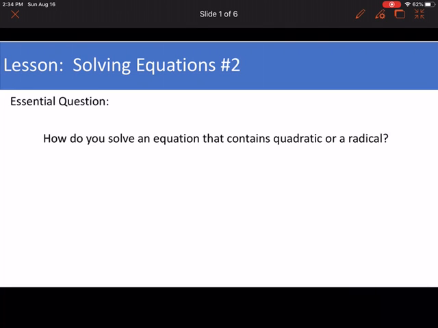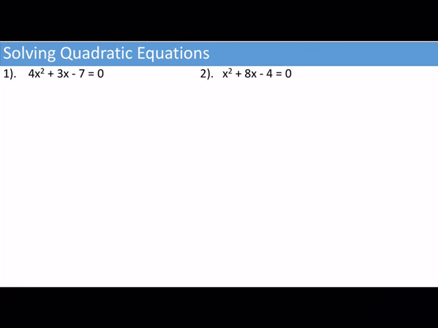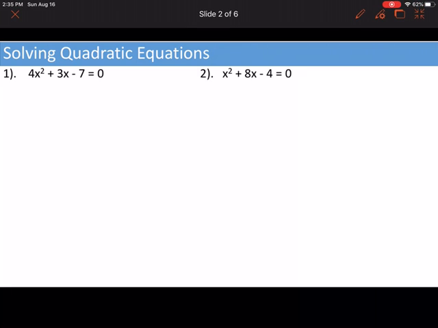Hello, this is a lesson on solving equations, continuing our conversation about equations earlier. So the essential question is, how do you solve an equation that contains a quadratic or a radical? We're going to talk about two specific different types of equations. Now, if you remember how to do these, you can always pause and just do them on your own and then come back.